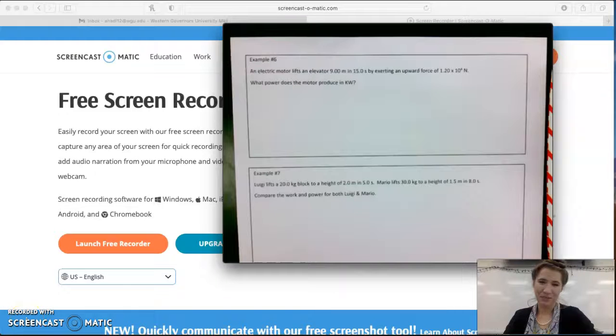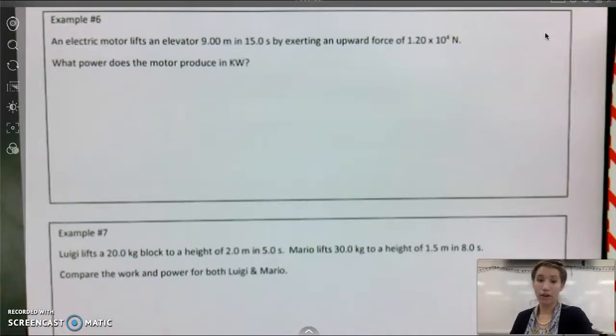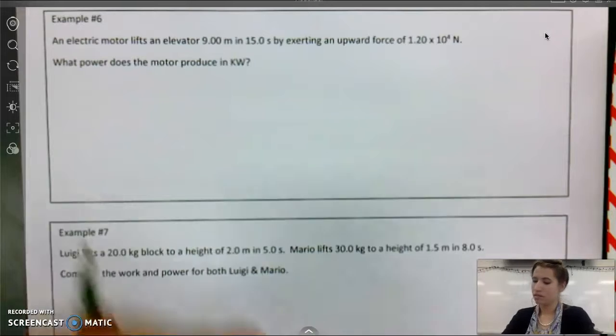Okay, let's wrap this up. So, an electric motor lifts an elevator 9 meters in 15 seconds by exerting an upward force of 1.20 times 10 to the 4 newtons. What power does the motor produce in kilowatts? Okay, let's figure out in watts and then we'll go to kilowatts.